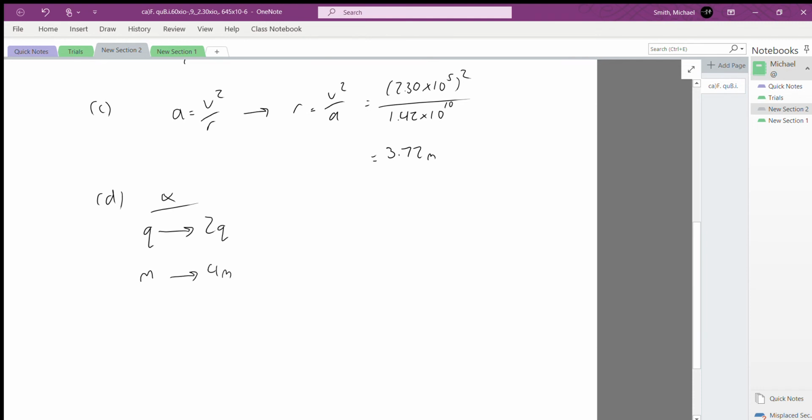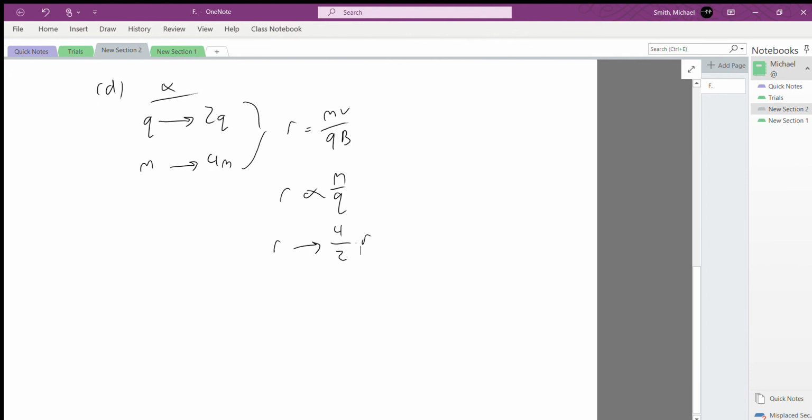Now we know from our expression r equals mv on qB that the radius is proportional to m on q. They're the two values that we have. Here we have the mass is increasing by a factor of 4. Charge is increasing by a factor of 2. So using both of these values, we can see that the radius will increase by a factor of 2. So here the radius of the circular path will double if the proton's replaced with an alpha particle.